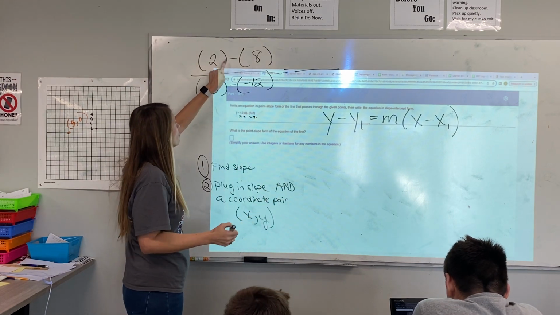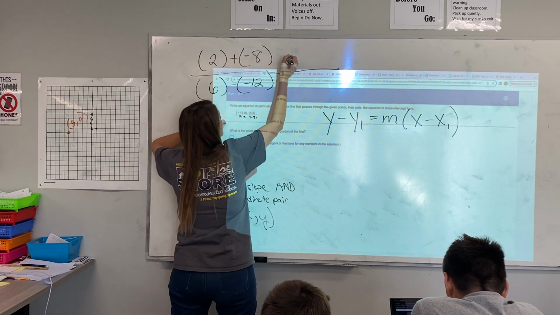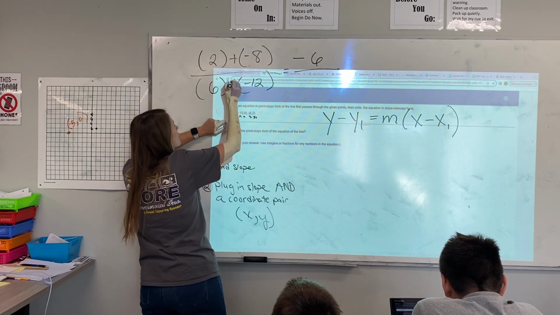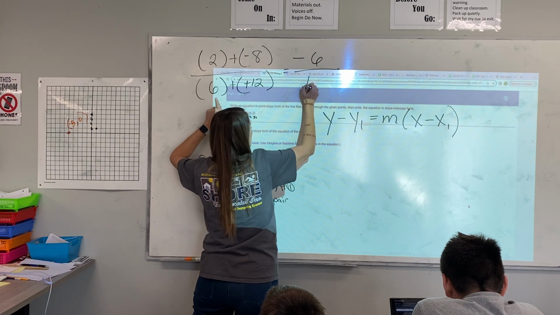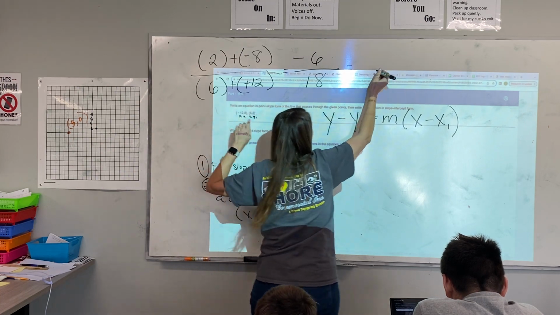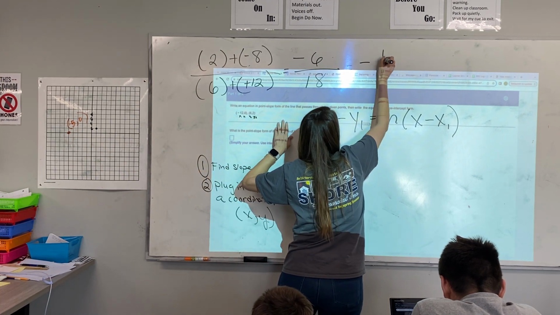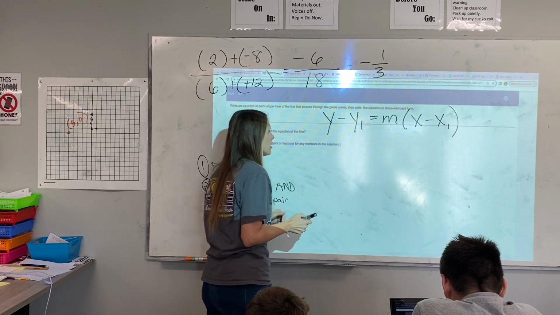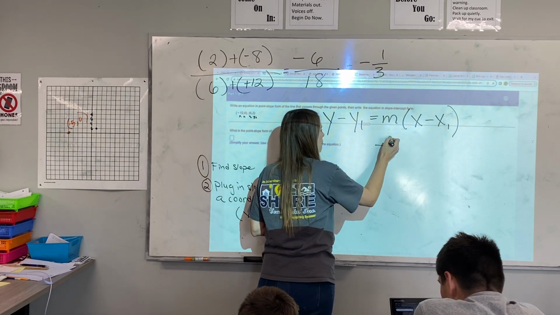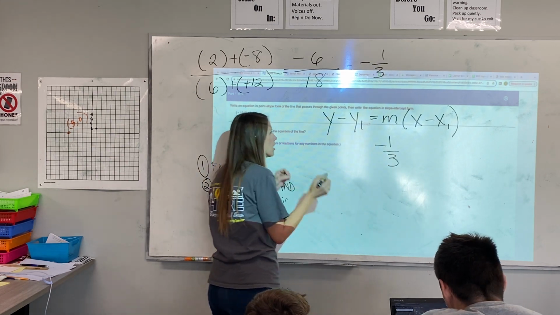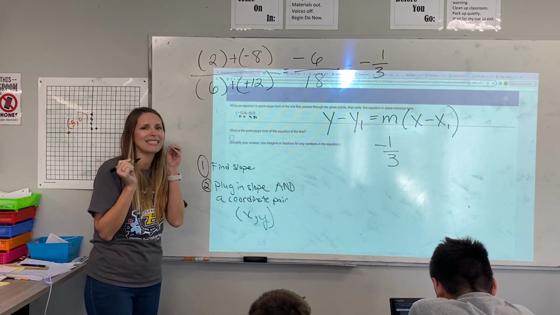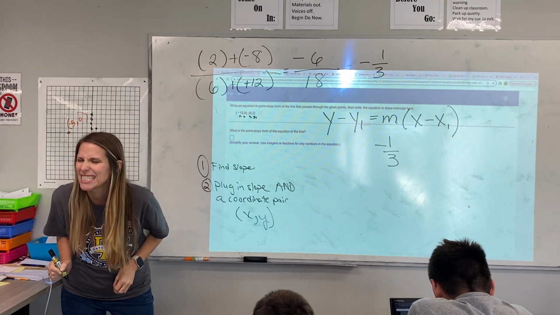Okay, so we have 2 minus 8 is negative 6. Kill the cockroach, change the sign, and we get 18. Reduce it, and we get 1/3. Negative 1/3. So that is my slope. Bada bing, bada boom. All I need is to fill in my point, not points.